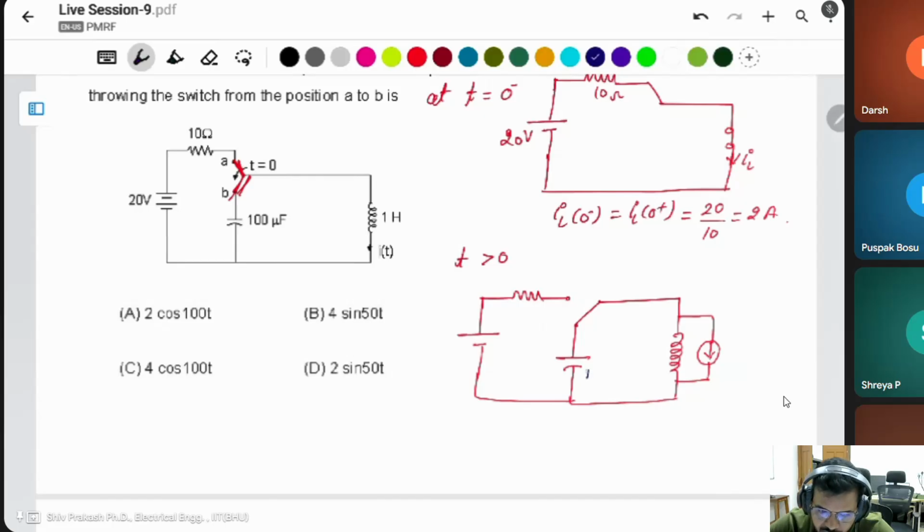I write this is C and this is L. This current is I, the initial current. Simply.